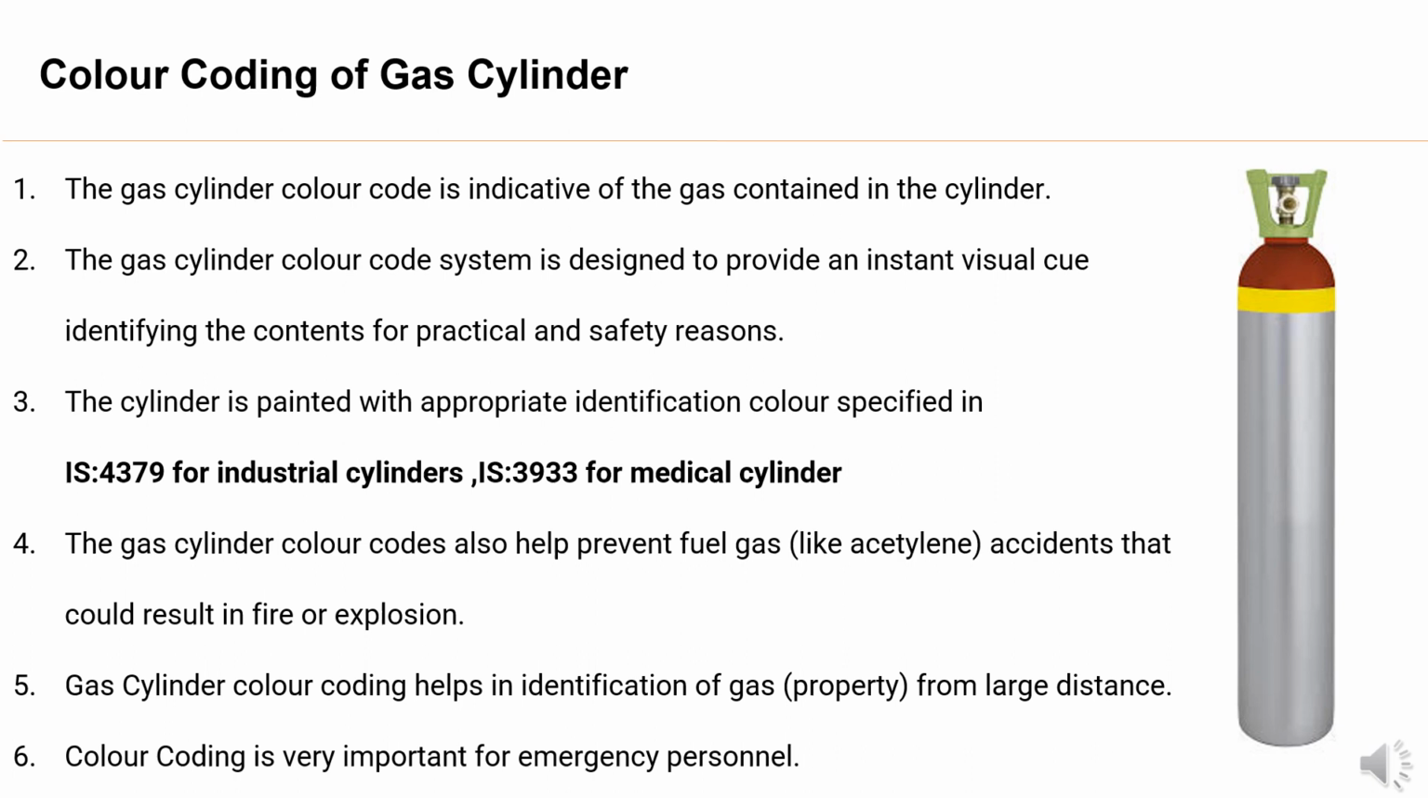The gas cylinder color code system is designed to provide an instant visual cue identifying the contents for practical and safety reasons. The cylinder is painted with appropriate identification colors specified in IS 4379 for industrial cylinders, IS 3933 for medical cylinder. The gas cylinder color codes also help prevent fuel gas, like acetylene, accidents that could result in fire or explosion. Gas cylinder color coding helps in identification of gas, properly, from large distance. Color coding is very important for emergency personnel.